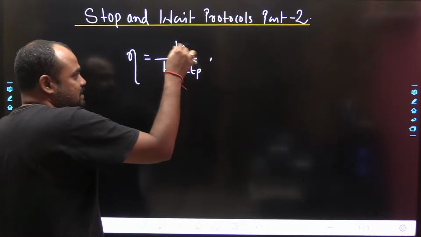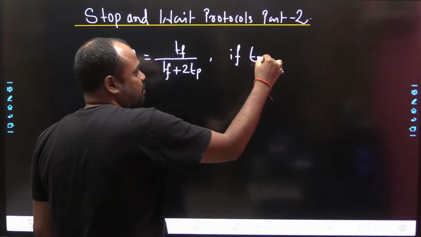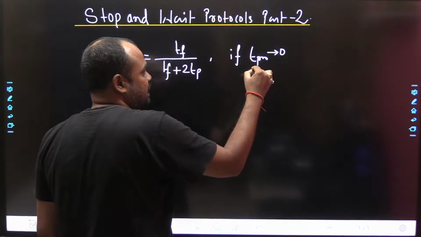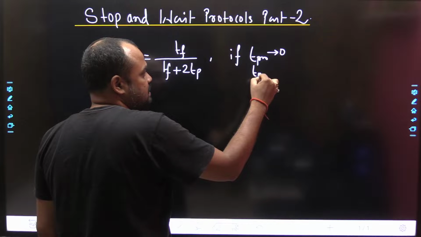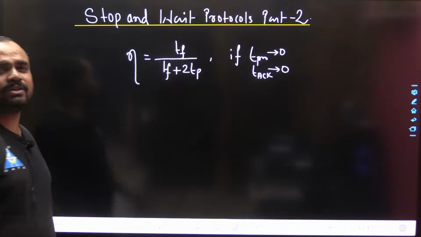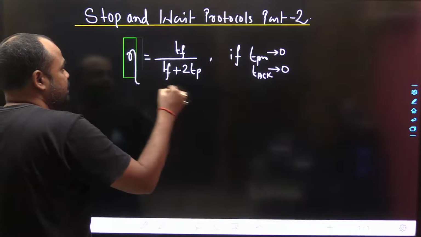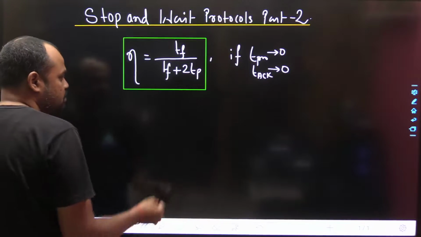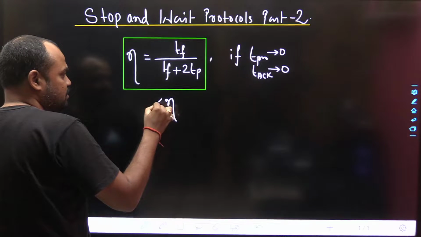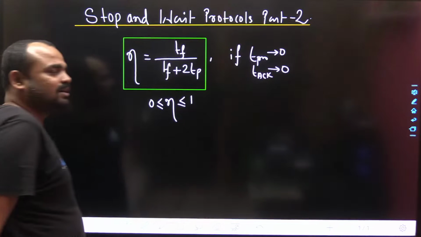So this is the utilization if the T of processing is tending to 0 and T of ACK is also tending to 0. So if these two parameters are negligible, then only we can say the utilization of the channel will be this. Okay, and we also know that the utilization of the channel would be minimum 0 and maximum 1, that is the 100%.